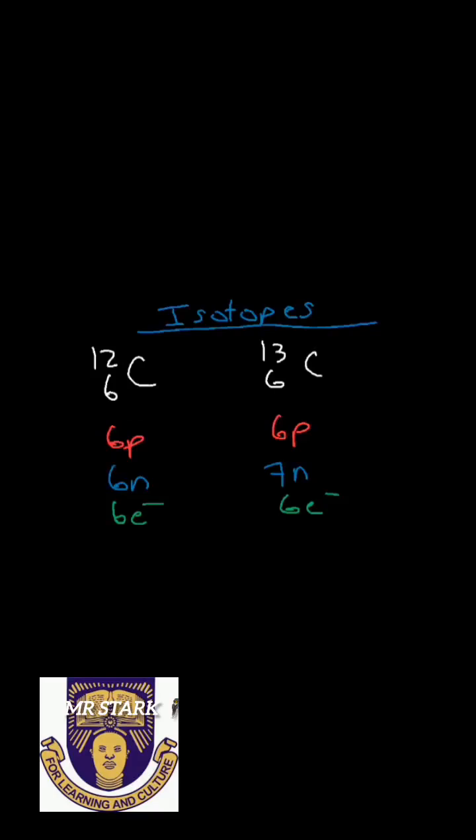Isotopes differ in 2 things. They differ in the mass number and in the number of neutrons. So make sure you remember these facts. Isotopes have the same number of protons, same atomic number, and are composed of the same element. Isotopes differ in the neutron number and in the mass number.